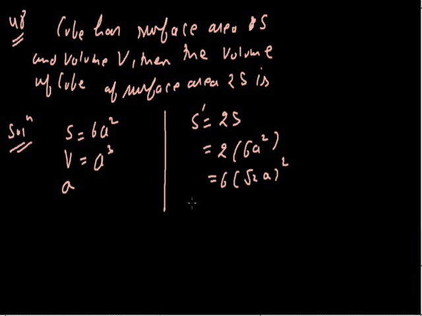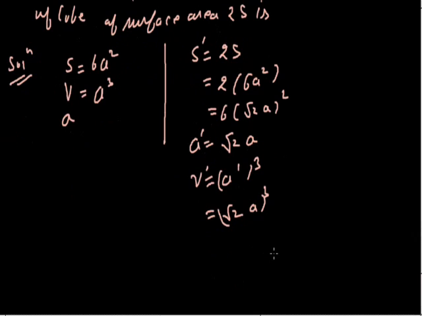So we can say that, as the surface area is defined as 6 times the side square, the side of the new cube is root 2 A. According to this, the new volume is A dash cube, which equals root 2 A cube, which equals 2 root 2 times A cube. The value of A cube is equal to V. So the new volume is 2 root 2 times the previous one. So according to this, option 3 is correct.